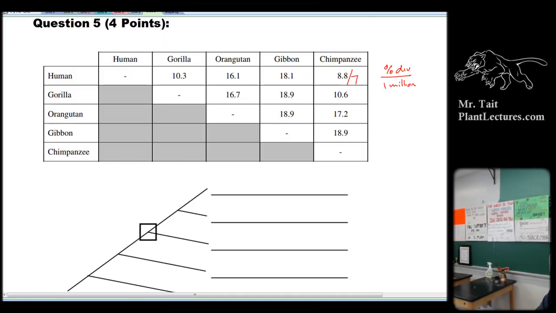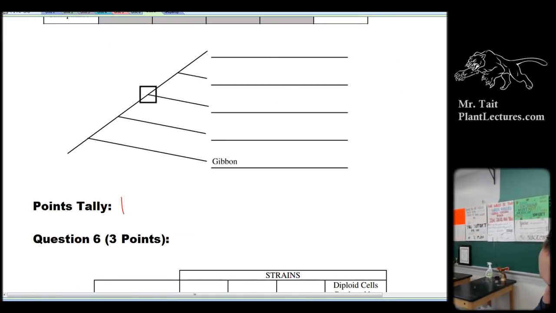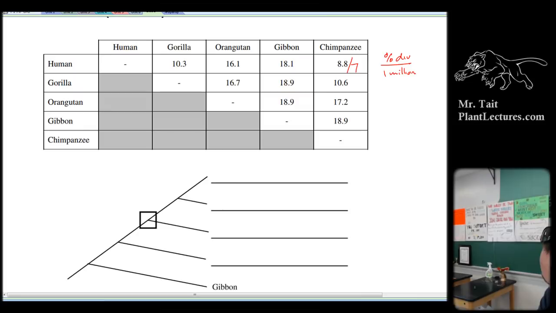Point tally. 1 point. The next part of the question says, using the data in the table, construct a cladogram on the template provided. Provide reasoning for the placement of gibbons as an outgroup in the cladogram.